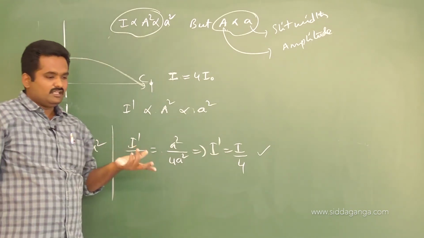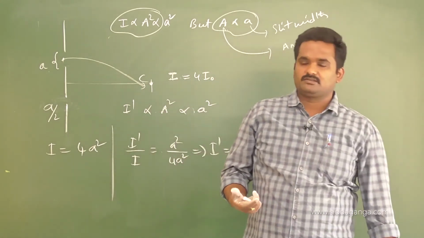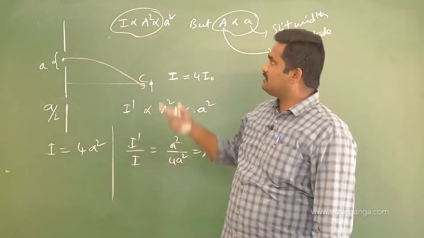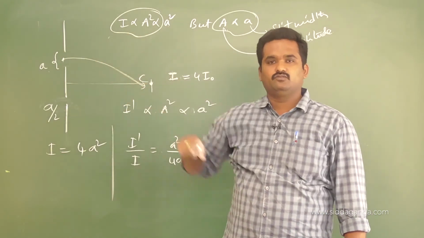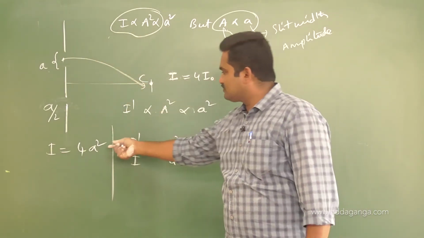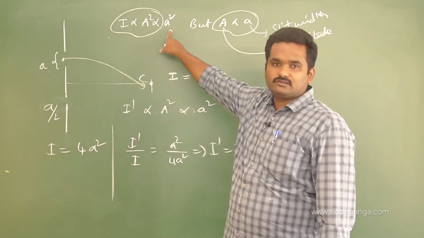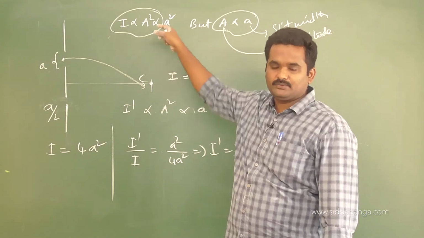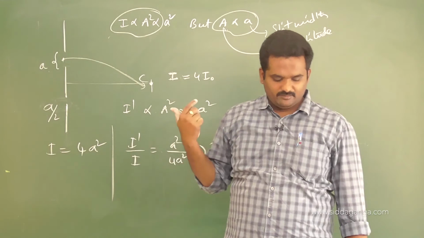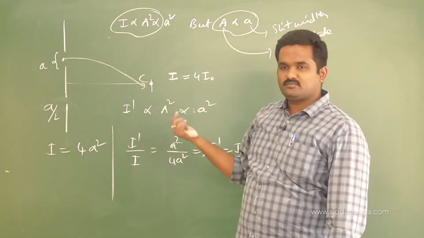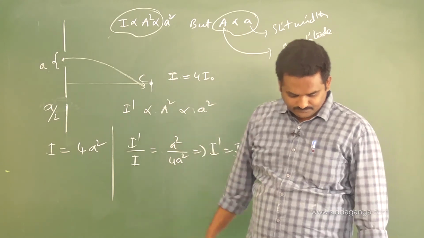Anywhere if you write I1 and I2 in terms of maxima, if you want to write root I1 plus root I2 whole square, you can mention: in place of I1, A square; in place of I2, A square by 4. Why? Because A is going to be reduced by how much? Half, they are saying. That means the square of that will be A by 2 whole square, A square by 4, it will become I2. In such a way you have to mention for I1 by I2, or I maximum by I minimum, or I maximum, if they are going to ask. Just have an idea of it.